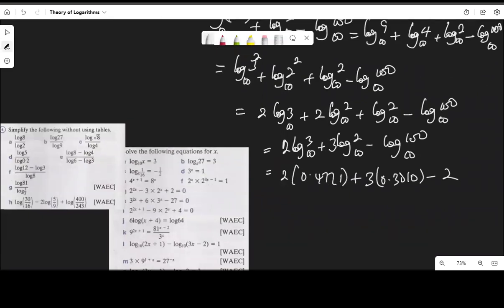2 multiplied by this will give us 2 times 0.4771, which is 0.9542. 0.9542 plus 0.9030 minus 2 is minus 0.1428.